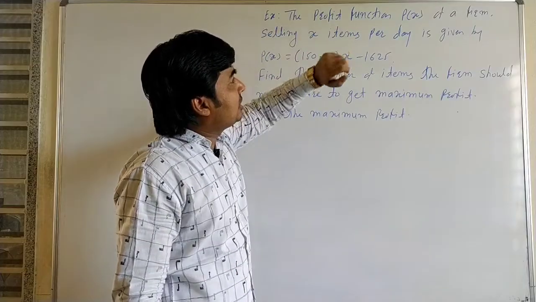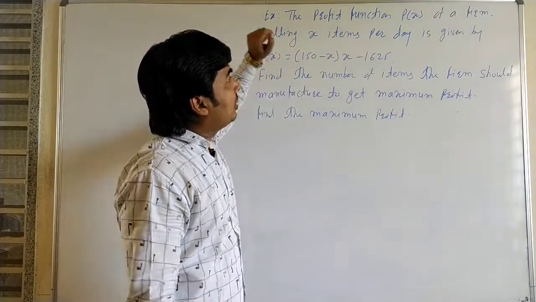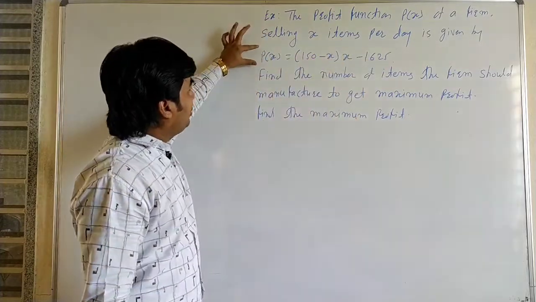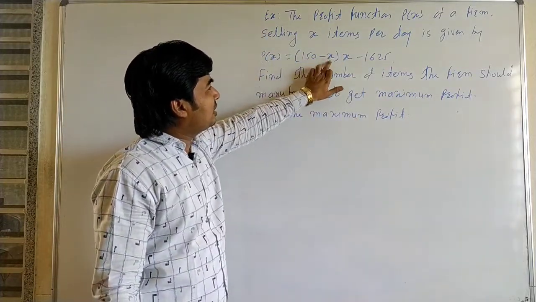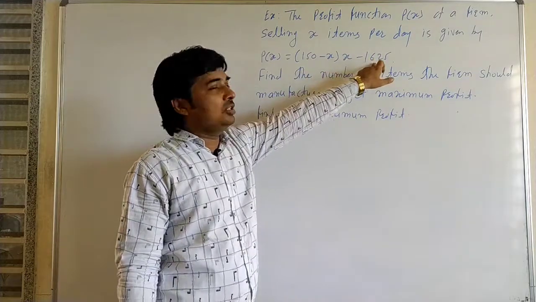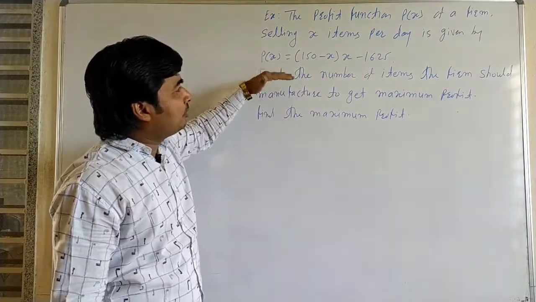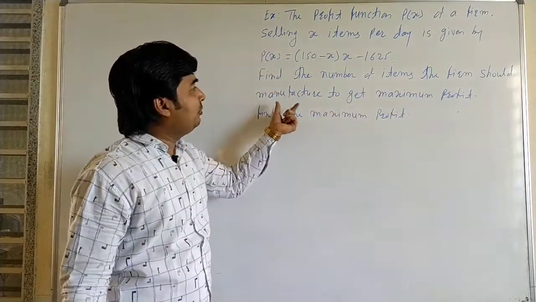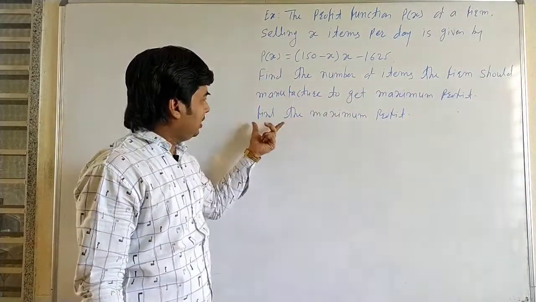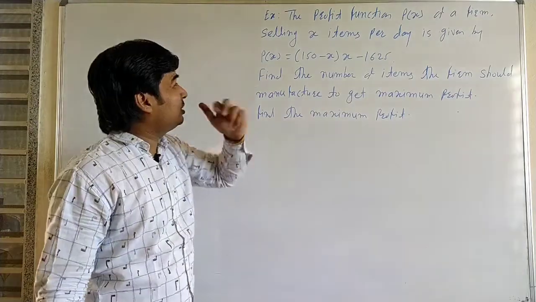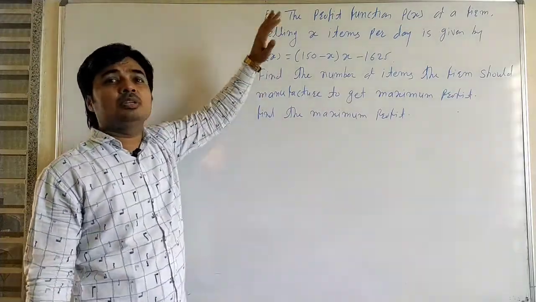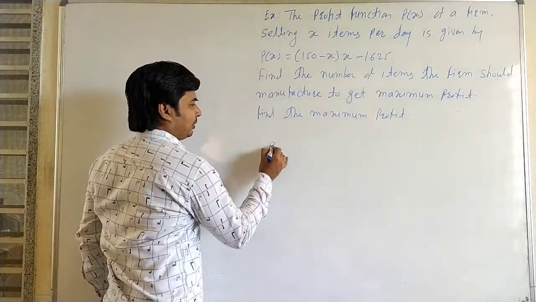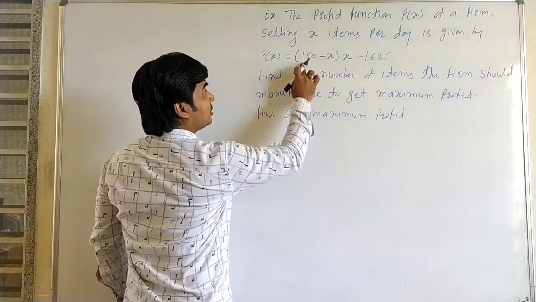The profit function P of x of a firm selling x atoms per day is given by P of x is equal to 150 minus x into x minus 1625. Find the number of atoms the firm should manufacture to get maximum profit and also find the maximum profit. Okay, it is a very simple example because here the function is already given. Here see, P of x is equal to this.